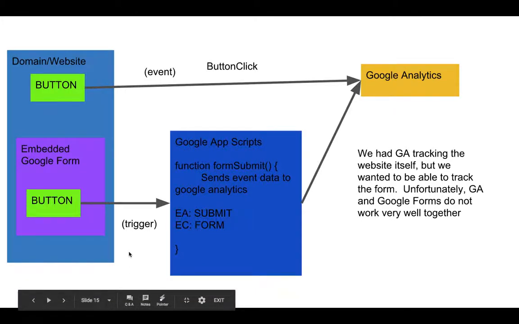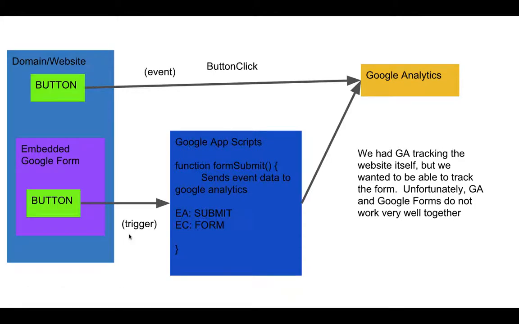So what we did is we set up something called Google App Scripts to run a function on a trigger, which is this button click, the form submit button click. So when this function runs, it sends event data to Google Analytics.